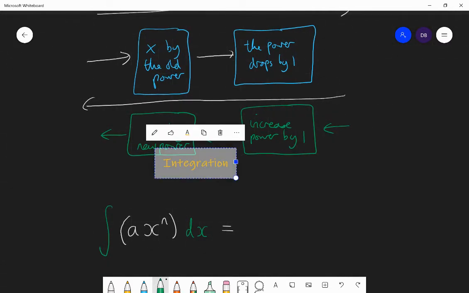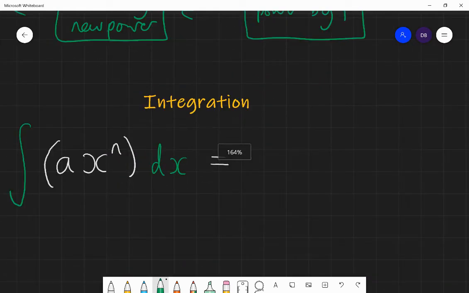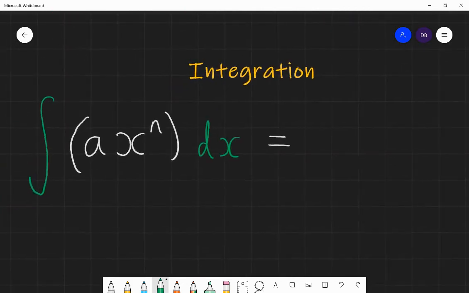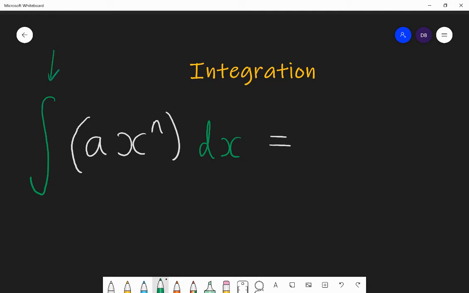So what that looks like. I'm now going to show you the integration symbol. This symbol, an elongated S, tells me to integrate the following expression. So this integral symbol tells me to integrate ax to the power of n. And the dx afterwards is very important. It tells me that I want to integrate this expression with respect to the variable x, treating x as the variable that I want to increase the power of.